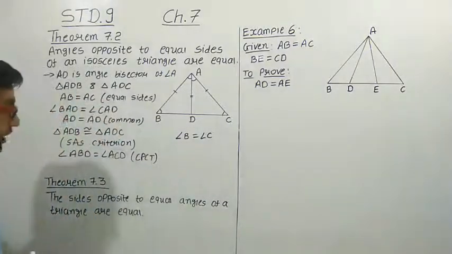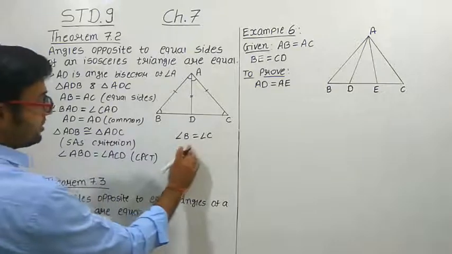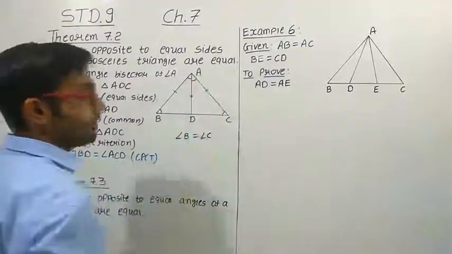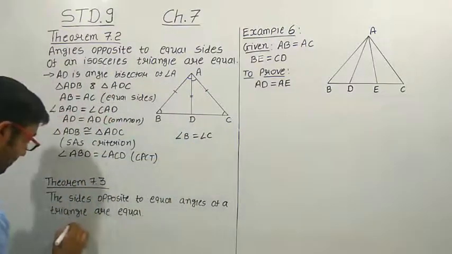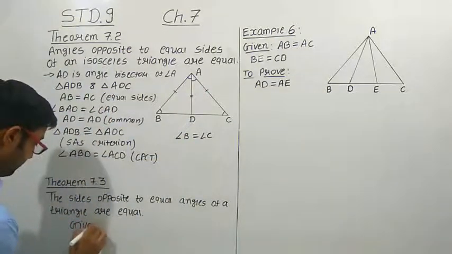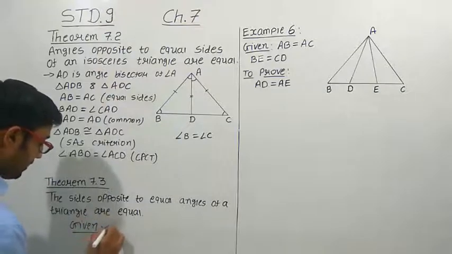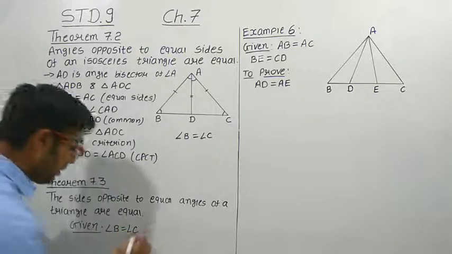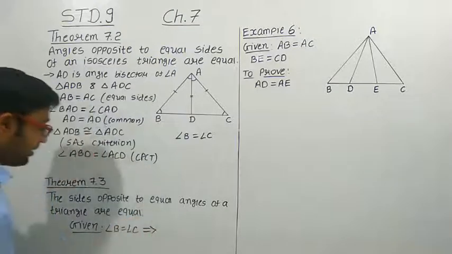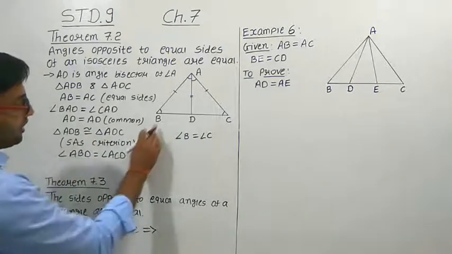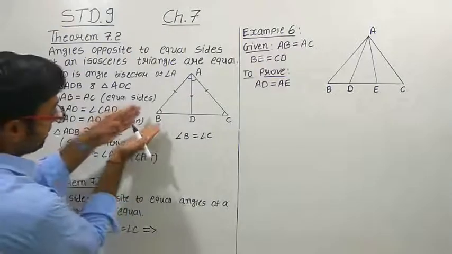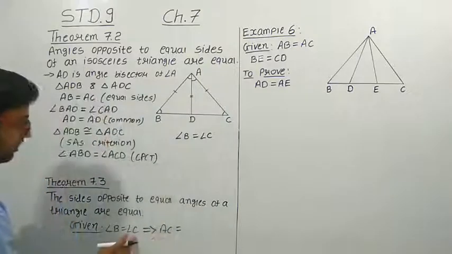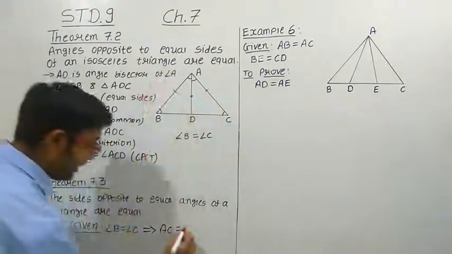That means here this is what we have to prove, and what is given? Here we are given that the angles are equal. Let's suppose angle B and angle C are equal. Then we can say that their opposite sides are equal. That means if we consider angle B, then its opposite side is AC. AC will become equal to the opposite side of angle C, that is AB.